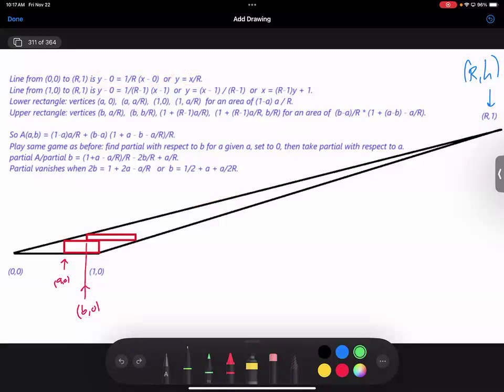Now we look at the next line, the line from 1, 0 to r, 1. The slope is slightly different and the point is slightly different. But again, it's not too bad to write down the equation of the line, and then we can just simplify it to x equals (r minus 1) y plus 1. The question is always, what's the best way to present the information? Do I want y as a function of x, or do I want x as a function of y? Let me write both of them down.